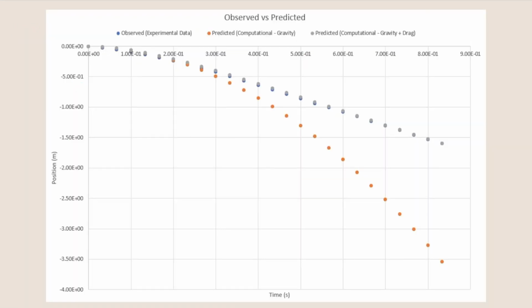Here are the results where I've included all three models on one graph. As you can see, the predicted position of the computational model that accounts for both gravity and drag is the one that closely matches the observed position in our experimental model. The gray points almost directly overlap with the blue points because that's the computational model that most accurately reflects the motion of the falling object in the real world, where F net is the sum of the drag force and the force of gravity. With the orange points, the computational model only includes the force of gravity as the net force, making it inaccurate to what is actually observed.